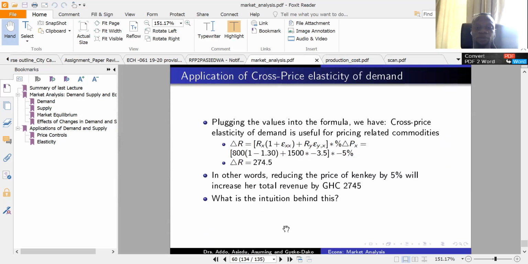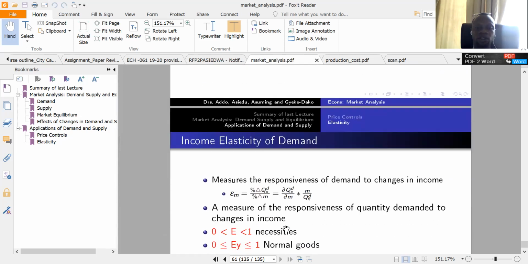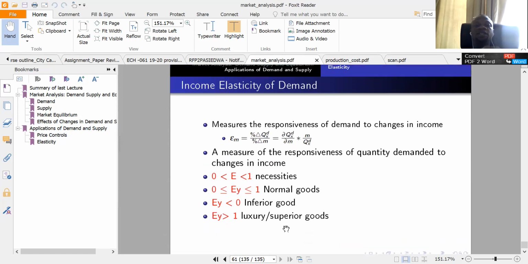So that is the intuition behind this. All right, so we will deal with the last elasticity, which measures the income elasticity of demand. This is the third one that I mentioned in the previous session. Income elasticity of demand measures the responsiveness of demand to changes in income. If your income changes by a small amount, what happens to the demand for the product?